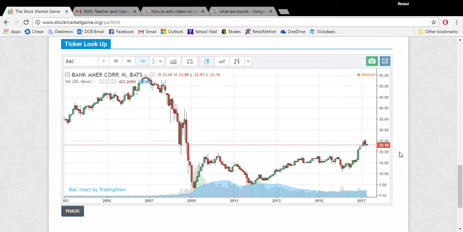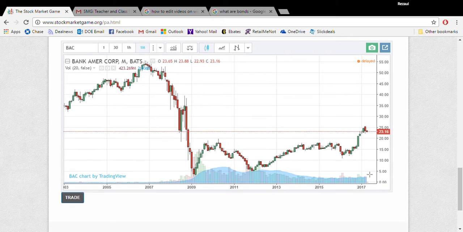Now, this is a good time to do a little bit of research, right? Go on Bank of America's website, read the investor newsletters, or any news websites like NewYorkTimes.com or Yahoo Finance, Google Finance, NBC, MSN. Read and see why the stock's going up, right? What's going on? What's the reason? Is it a one-time thing? Will it continue to rise? Or is it going to go down again?